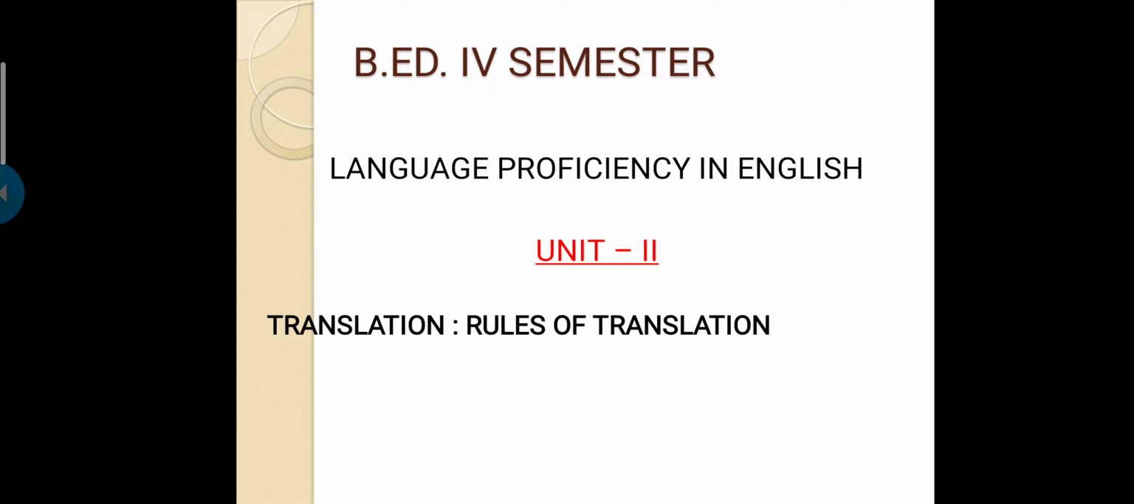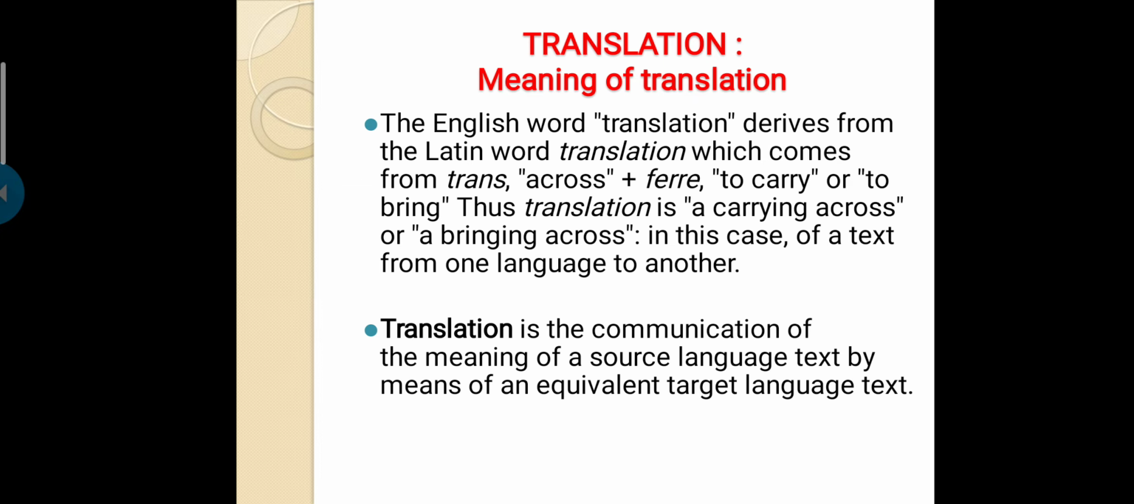This class is precisely for B.Ed 4th semester students and today we'll be covering the second unit, that is language proficiency in English, which is translation, rules of translation. Now, the first question that arises in our mind is, what actually is translation? The English word translation derives from the Latin word translatio, which comes from trans, which is across, and ferre, which is to carry. Thus, translation is a carrying across or a bringing across, in this case, of a text from one language to another.